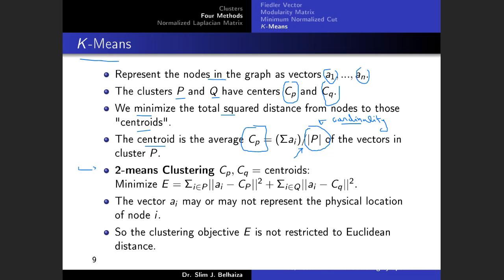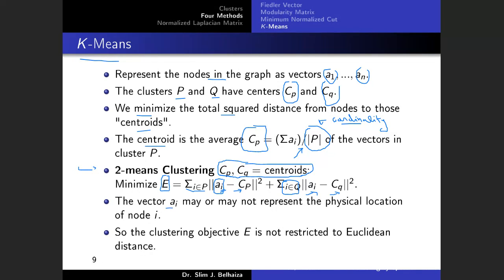So, for example, in two-means clustering, my objective is to find the two centroid coordinates, and for that we minimize E, which is the sum over all the items in P of the squares of the distances from every point in P, AI, which represents the coordinates of the point I, to the centroid CP. Okay? And the sum over all the items in the cluster Q of the distances from AI to the centroid CQ. So you are minimizing the sum of the squares of the distances here.